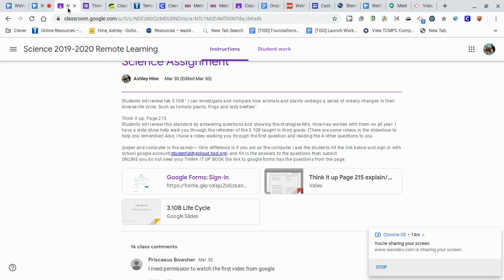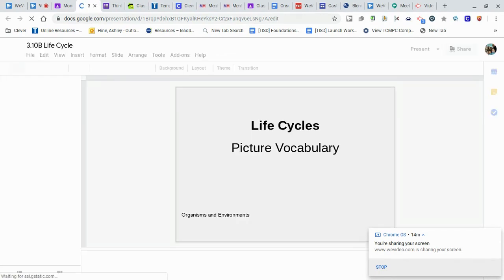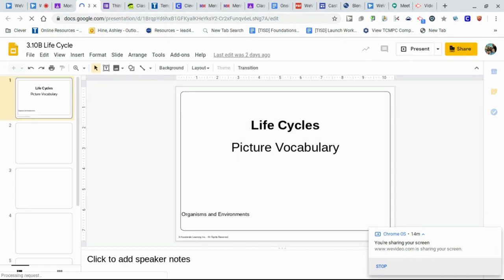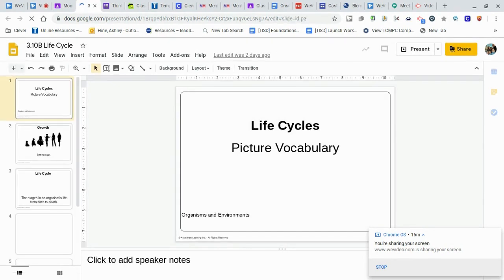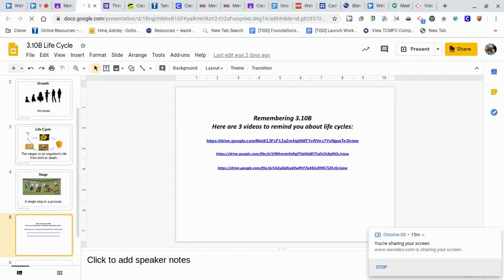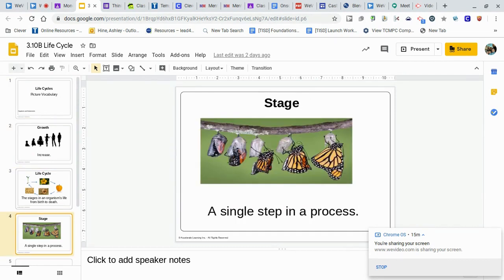So I'm going to go back to the assignment and just walk you through what the videos are that I included to help make this process easier. So 3.10b life cycle, when you're seeing that slideshow, what you're seeing is a way for me to teach it without having a classroom with your students at that time. And so I started with just some simple vocabulary that we would have given in 3rd grade for this TEK. And so it has the word and definition or ways to remember.